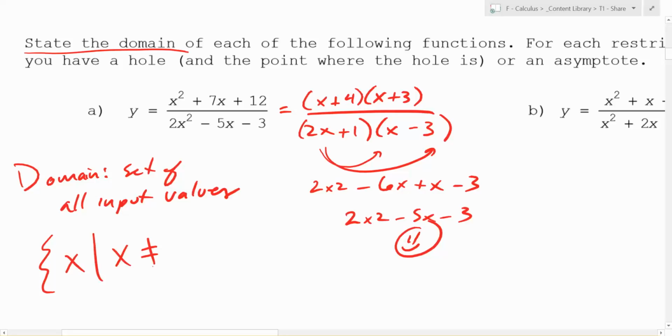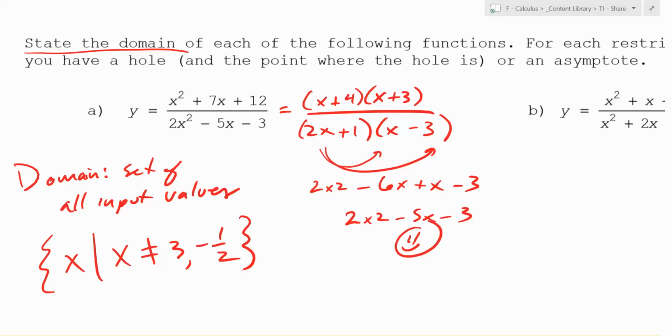what? There are two things x can't be. 3, or negative a half. You see this bar right here? This means such that. Mathematicians love shorthand, right? This means such that. x such that x doesn't equal 3 or negative a half. What can x equal? Everything else except for those two values.